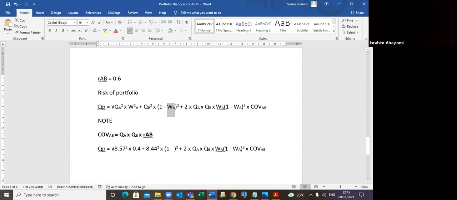So if this is weight of A, let me say 40%, it means weight of B is 1 minus 40%. You understand? This formula, I don't think is part of the formula sheet, so I think it's important that you know this formula. So when we are done, the next one is plus 2 times standard deviation of A times standard deviation of B times weight of A into bracket 1 minus weight of A times covariance AB.